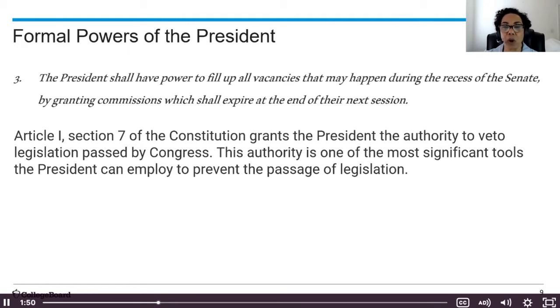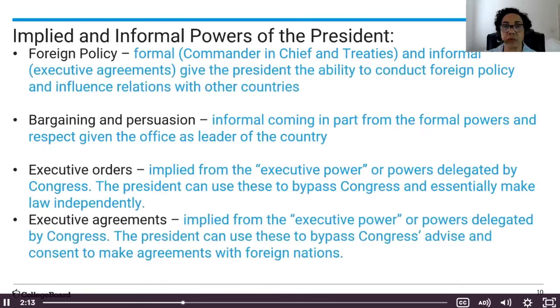And with the Article 1 piece, this is where we see the president having the authority to veto legislation passed by Congress. And that's a pretty significant tool for the president in ensuring that legislation that's passed is something that he or she is in favor of. Implied and informal powers of the president. We have foreign policy powers that come from the formal power of commander-in-chief and the power of the treaties, and then the informal power with executive agreements, which I'll talk about in a second.